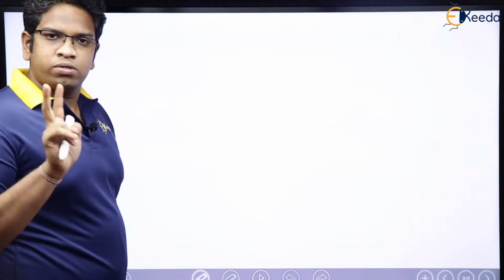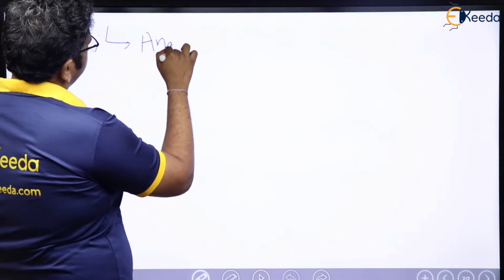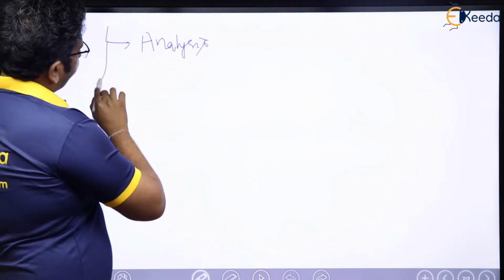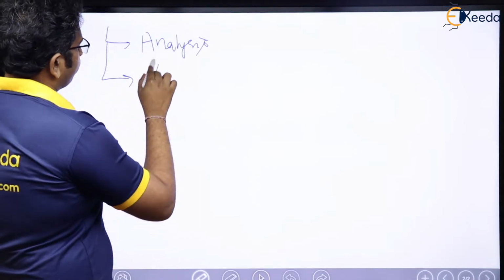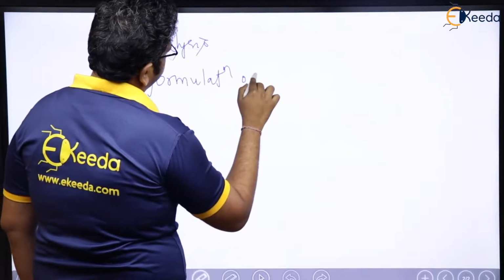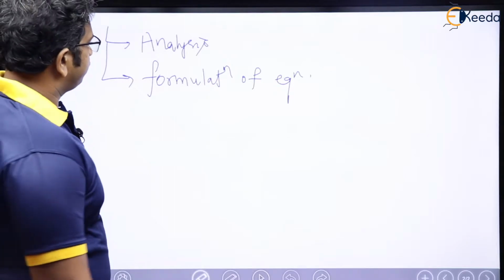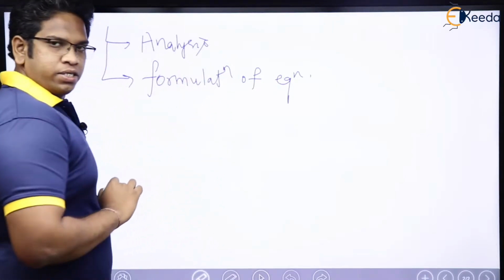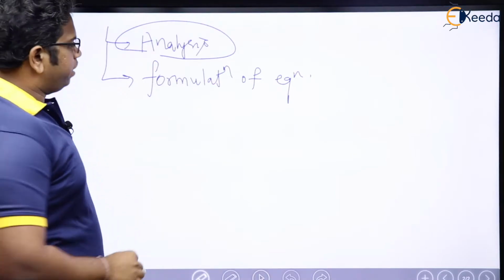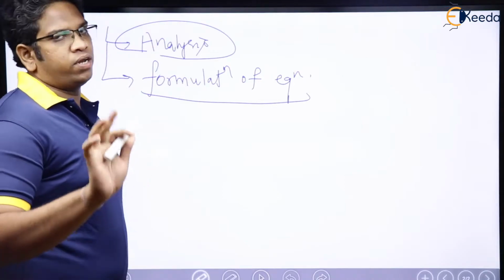We will be doing two things from now. Number one is analysis, and number two is formulation of equations. Yes. So in analysis we will be having some different flux poles, and in case of equations we will have some different poles. How we will have, let us see.